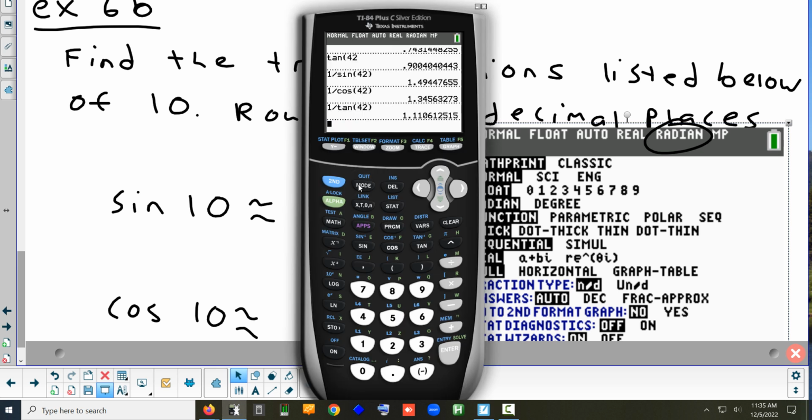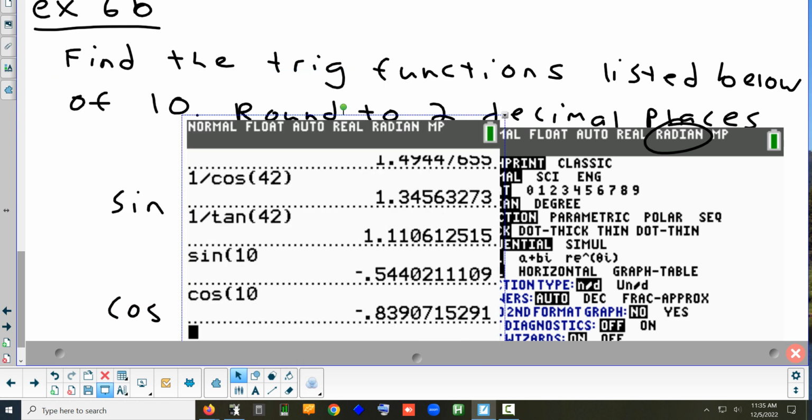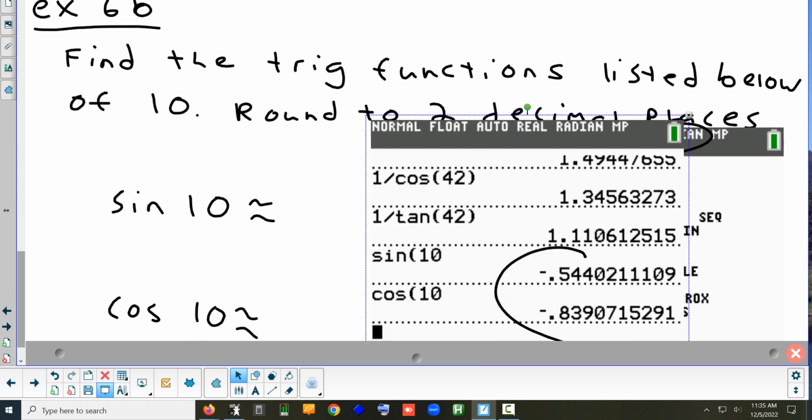And then from there we type it in just like usual. Sine of 10, cosine of 10. There's your 2 answers for this one. As far as rounding, we're generally going to round to 2 decimal places, maybe 3. If you're doing anything other than a multiple of 30 or 45, rounding is always done. Any questions on that?